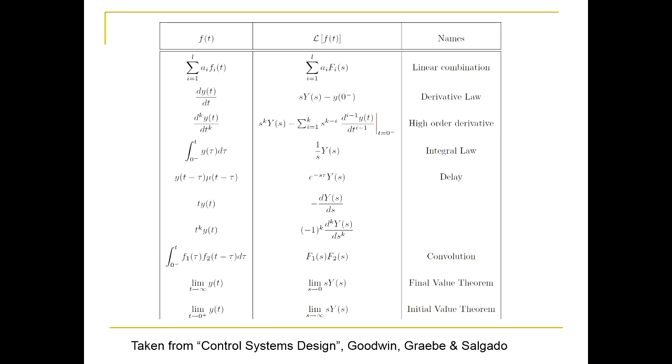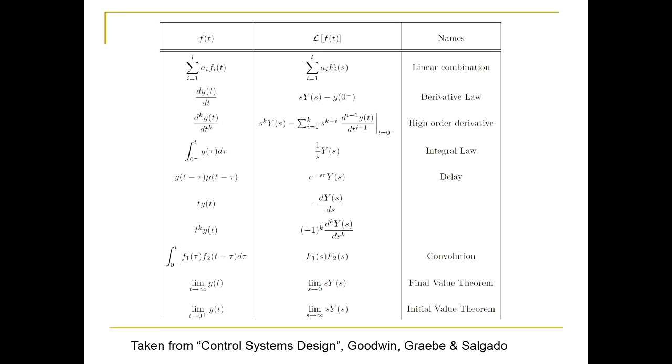Delay is given here. If you have a Laplace transform of a delayed function, this mu of t minus tau is like a unit step shifted by tau seconds. So it's 0 for all times smaller than tau, and it's 1 for times larger than tau. So that gives the exponential of minus s tau times the Laplace transform of the signal itself. The last three rows are very important.